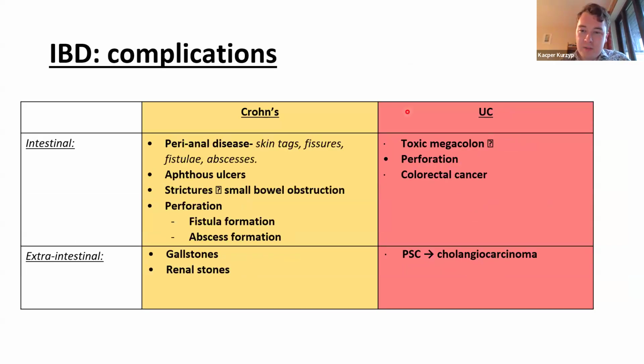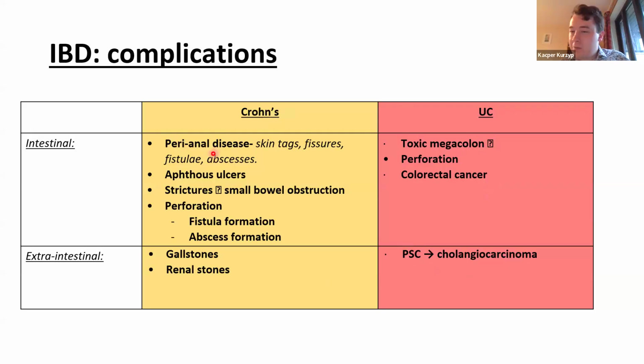Now the complications. In UC, you can get toxic megacolon, so very dilated bowel on the X-ray, which can perforate and cause sepsis. There's increased risk of colorectal cancer as well. Of the extraintestinal, you have primary sclerosing cholangitis, which is more associated with UC, which can lead to cholangiocarcinoma.